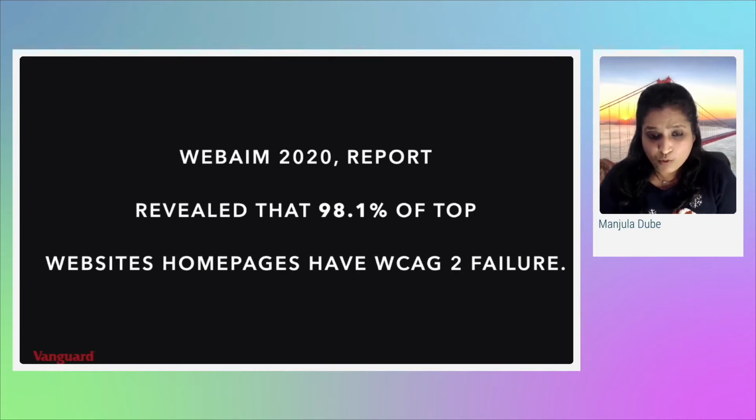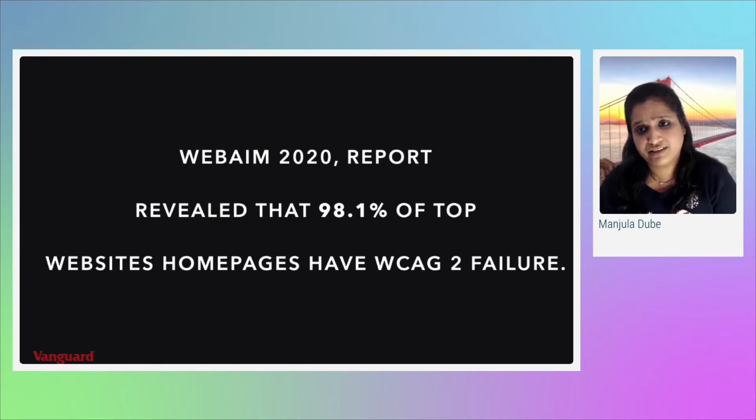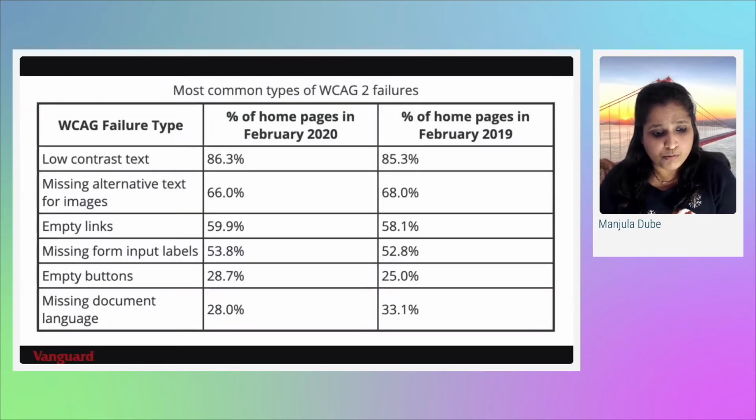Which means, what are the common errors and what are the common types of WCAG failures they are facing on their website? So, most common was low contrast text, some missing alternative text, some empty links, empty buttons, missing documents, which could be fixed easily.